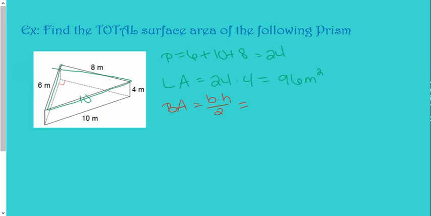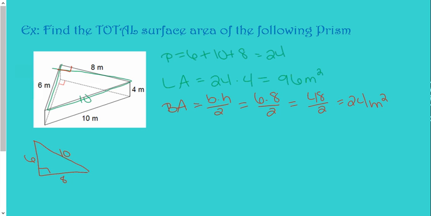Well, in this case, you have to figure out where your actual height and your base are. The reason I know that 6 and 8 are going to be my base and my height is because of this right angle right here. It's a right triangle, so if I were to draw this out, I know this is 6, I know this is 8, this is my 10. Since it's a right triangle, that is my base and my height. So this is going to be 6 times 8 divided by 2. Well, that is 48 divided by 2, so that is 24 meters squared. Don't forget the units. So that means one base is 24 meters squared.